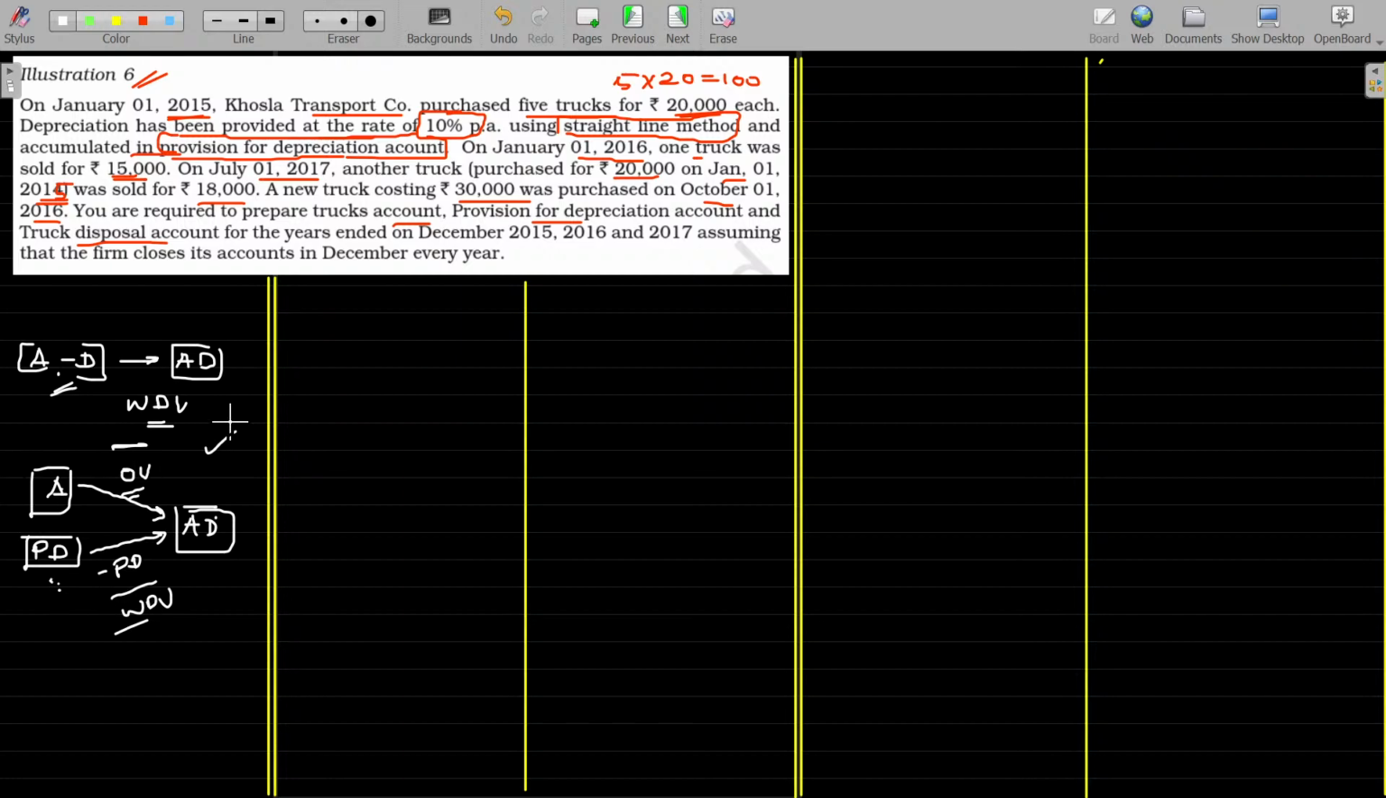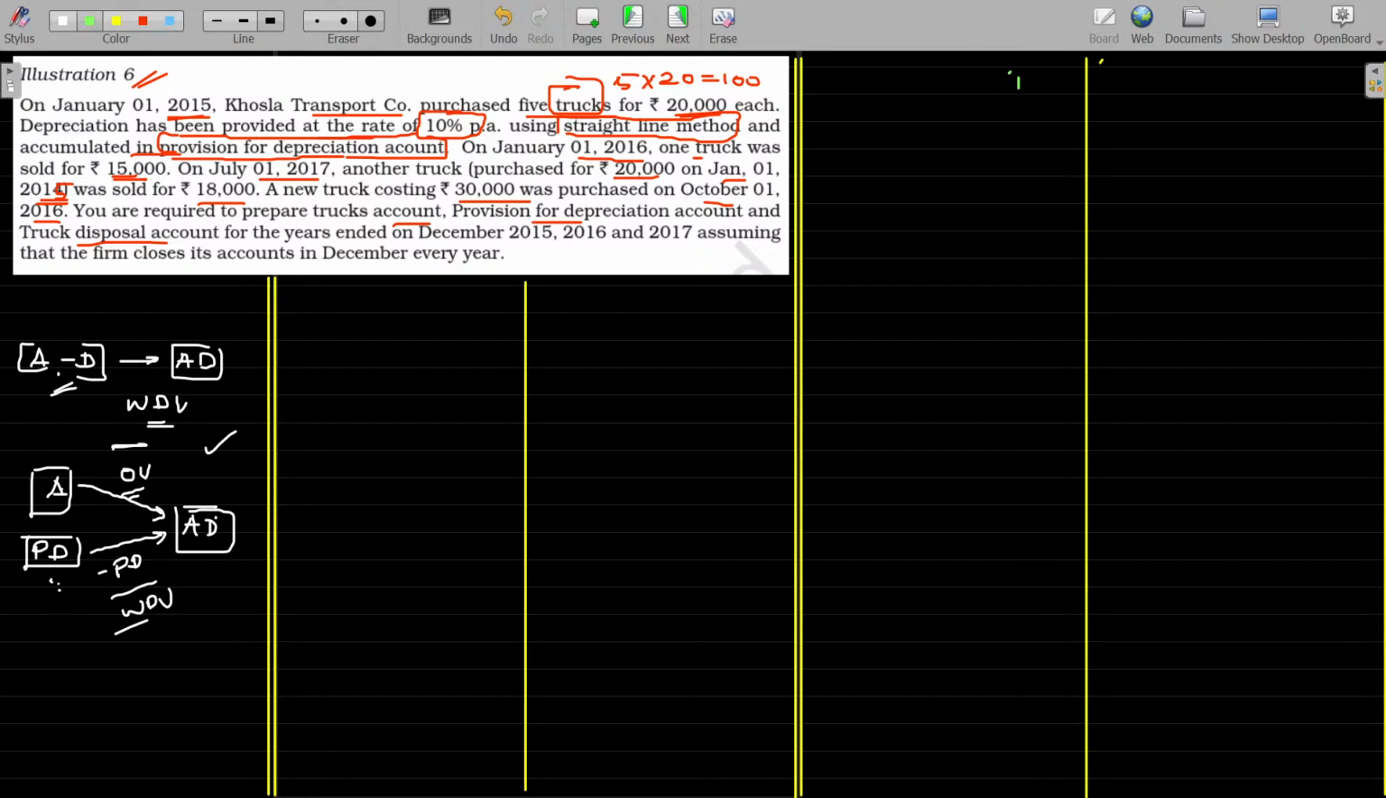As per this option, I am going to open the asset account as well as the provision for depreciation. At the time of sale, I will open a new account called the asset disposal account. Is that okay? Now, let's see here. Koshala Transport Company purchased trucks. Here the asset being trucks, so I open the trucks account here.